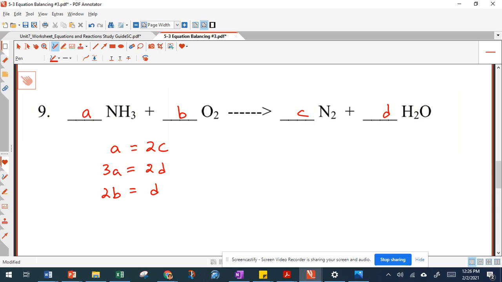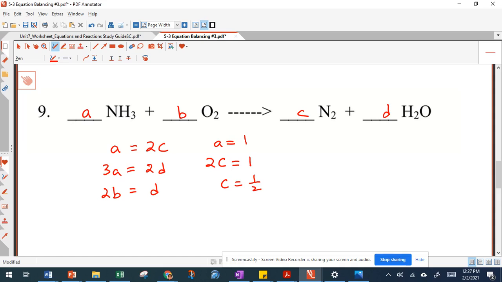Okay, so the next thing that we're going to do is randomly choose a number, and I'm just going to assign it to one of these variables. So I'm going to assign A a number, it will be equal to 1. If I do that, this means that 2C would equal 1, and then C would equal 1/2.